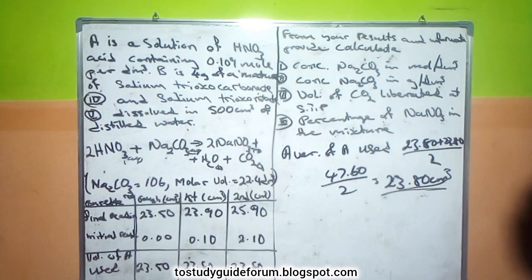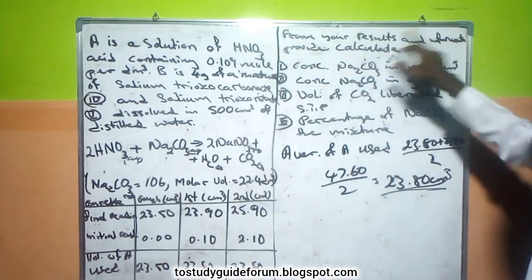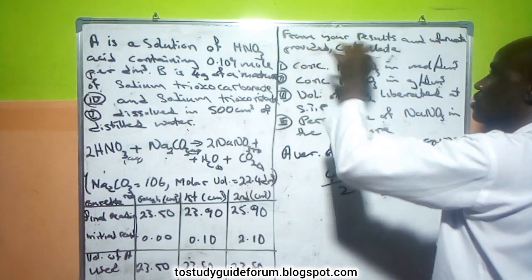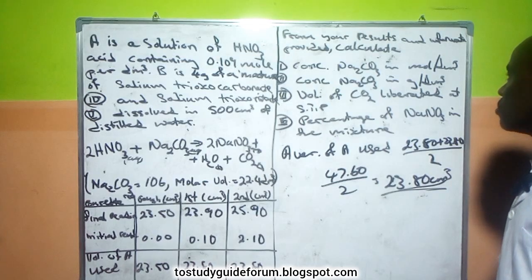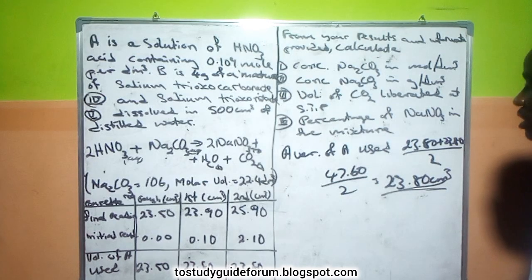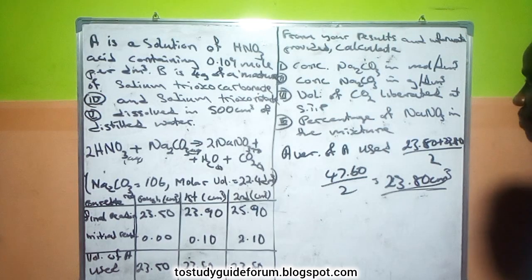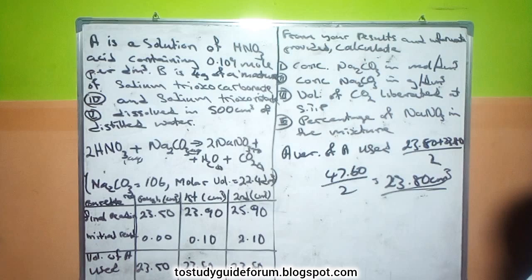So with this average volume now, the question said, from your results and information provided, calculate the concentration of sodium trioxocarbonate in mole per dm cube. Number 2, concentration of sodium trioxocarbonate in gram per dm cube. And the third one is volume of carbon 4 liberated at STP. Now the last one is percentage of sodium trioxonitrate 5 in the mixture. That is what we are going to be finding out here.